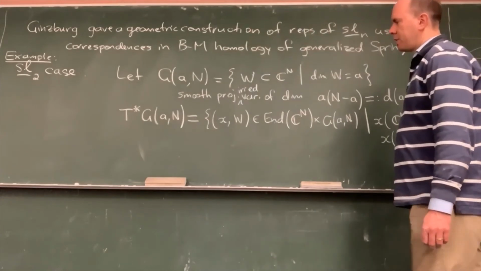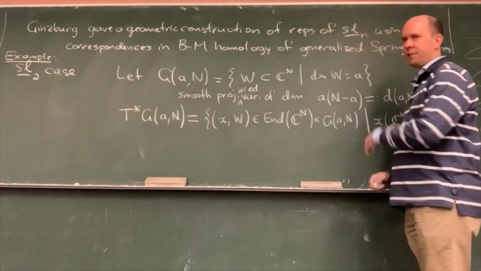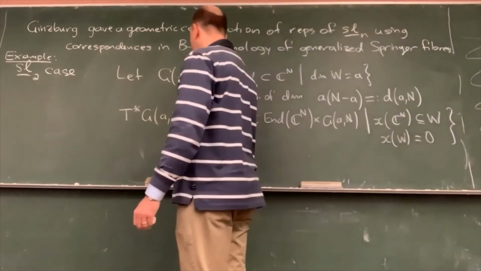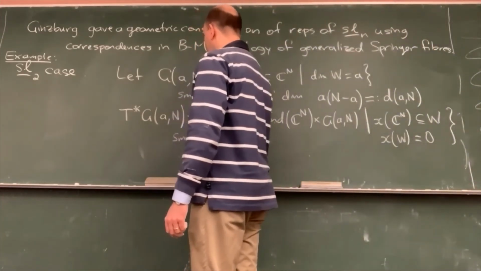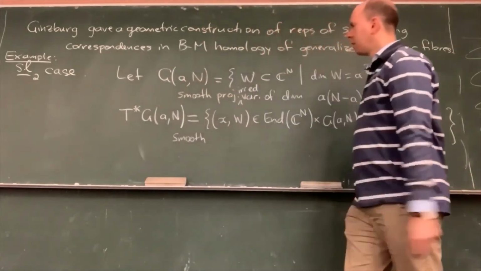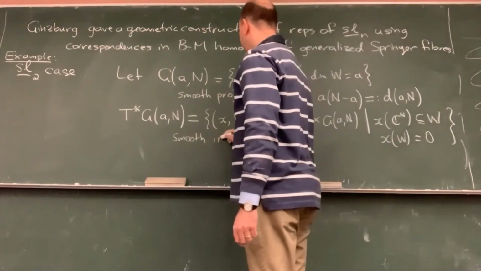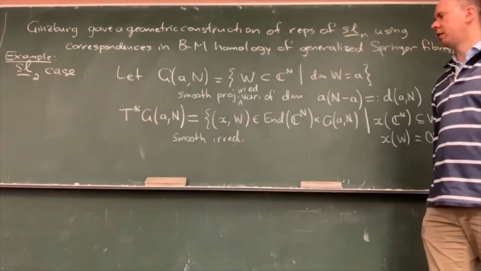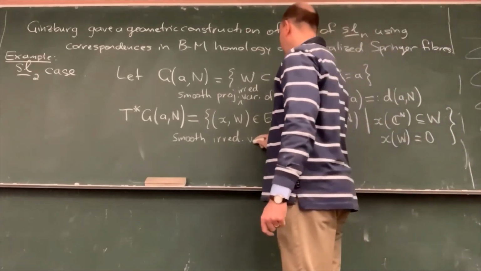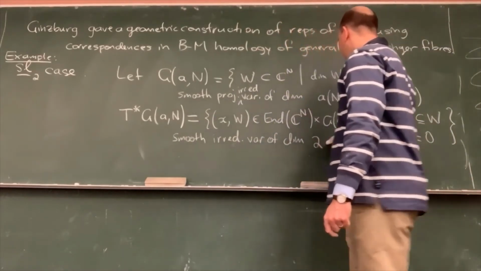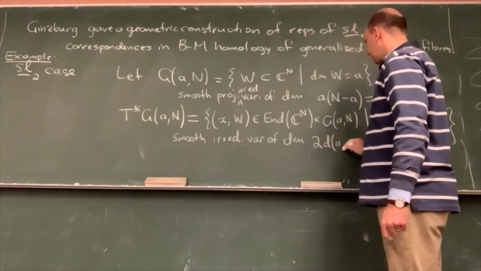And so now this is, as would be suggested by calling it a cotangent bundle, still smooth. It's a vector bundle over G(a,N) by the projection of forgetting the map X. And so this is no longer irreducible. So as a space, this is not compact anymore. It's got a vector part, but it's a smooth irreducible variety of dimension twice the dimension of the Grassmannian.